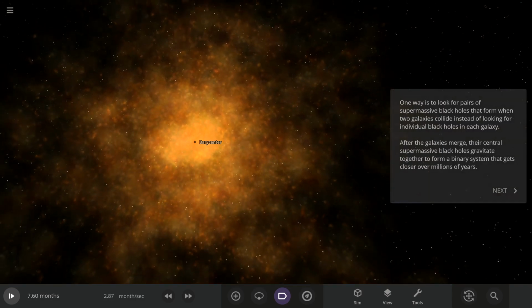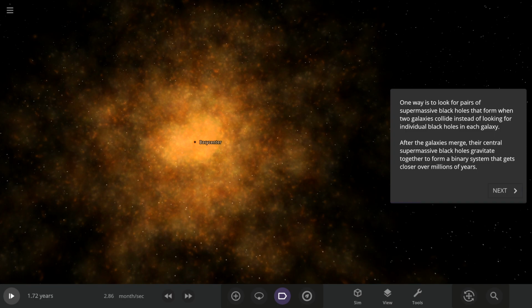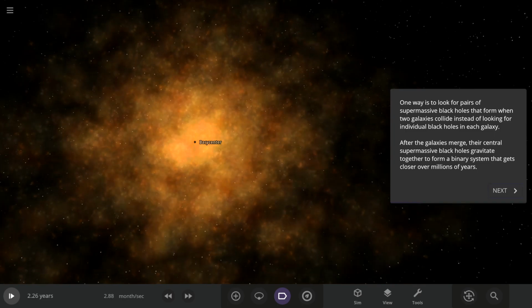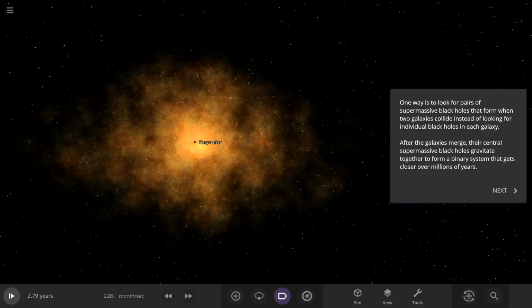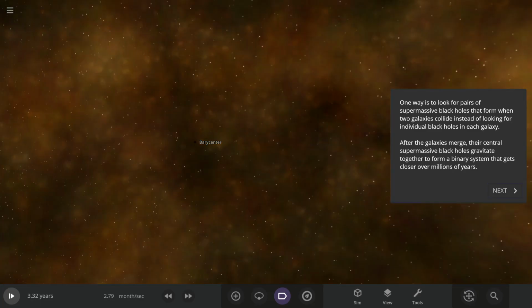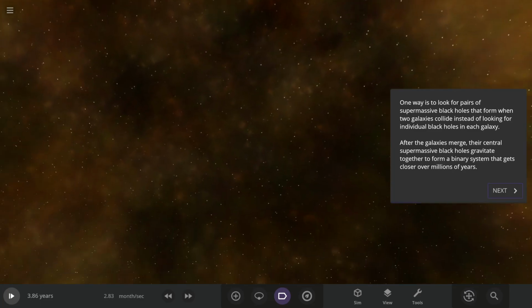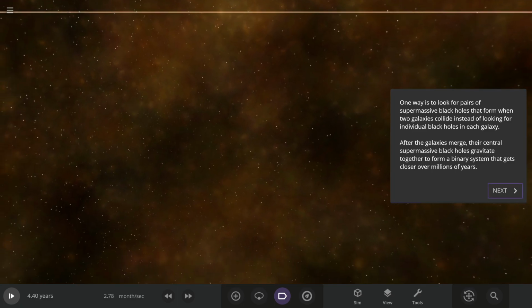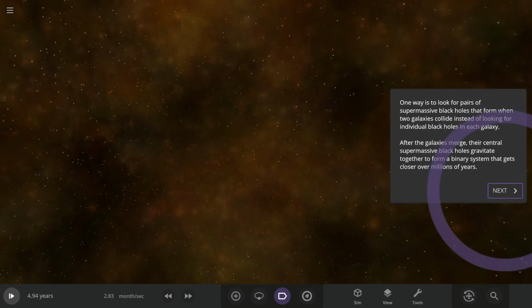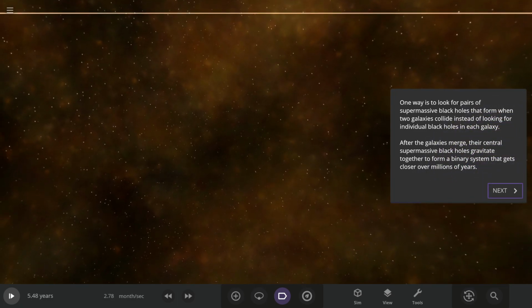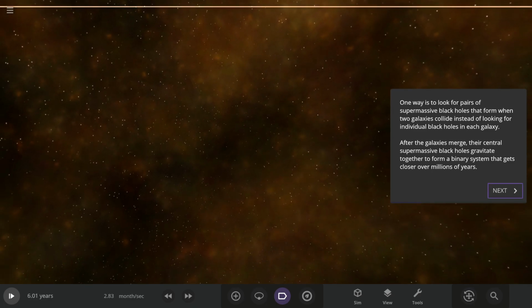Okay. One way is to look for pairs of supermassive black holes that form when two galaxies collide, instead of looking for individual black holes in each galaxy. After these galaxies merge, their central supermassive black holes gravitate together to form a binary system that gets closer over millions of years. I am still zooming out.